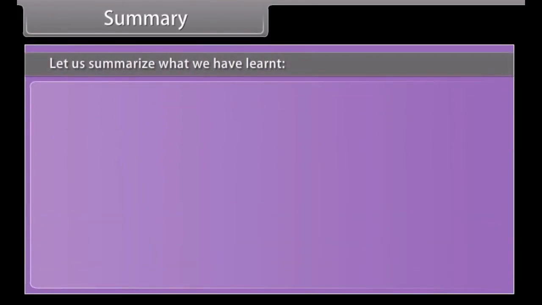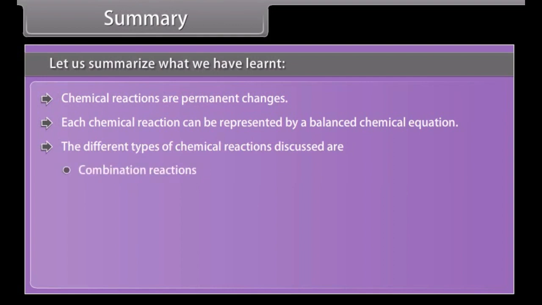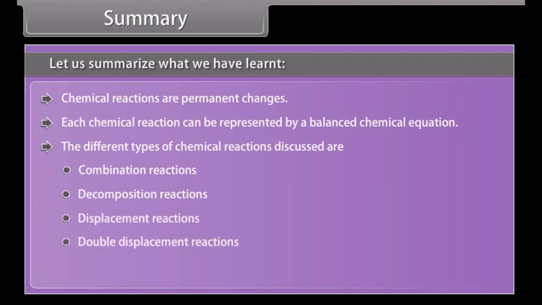Summary. Let us summarize what we have learned. Chemical reactions are permanent changes. Each chemical reaction can be represented by a balanced chemical equation. The different types of chemical reactions discussed are combination reactions, decomposition reactions, displacement reactions, double displacement reactions, and redox reactions.